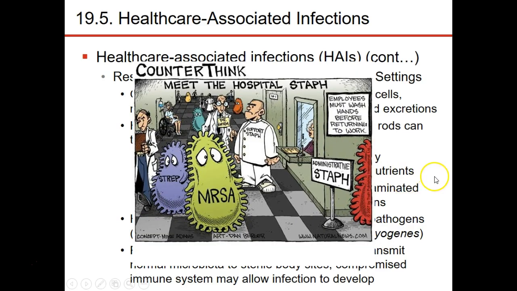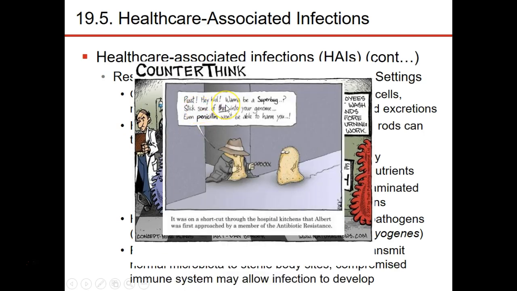And so I found this, I thought this was cute. Here we have the hospital staff, their support staff. Here's MRSA, here's Streptococcus, and then here's another one that I thought was cute. "Hey kid, want to be a superbug? Stick some of this into your genome and even penicillin won't be able to harm you." So here we have conjugation going on between two different microbes. "It was on the shortcut through the hospital kitchen that Albert was first approached by a member of the antibiotic resistance." Kind of cute.